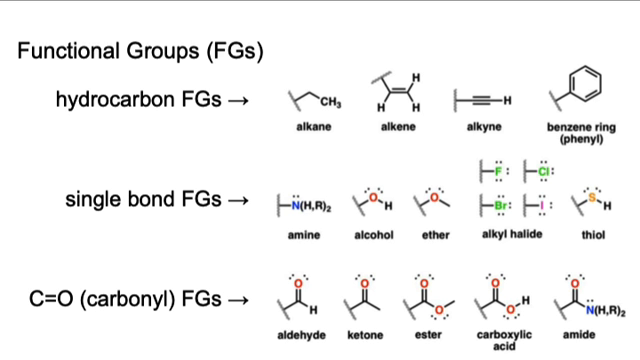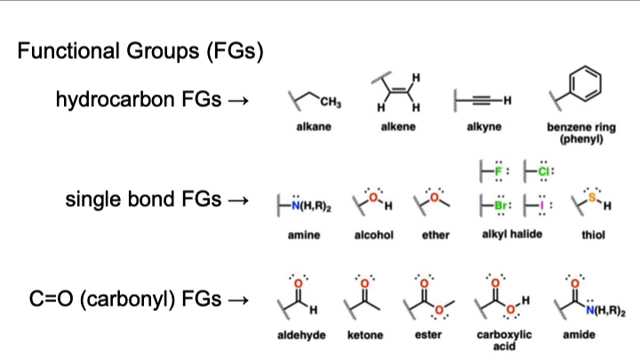I want you to notice that there's a group of functional groups that contain just single bonds, and these bonds are always between carbon and a more electronegative atom like nitrogen or oxygen or a halogen. So these groups are the amine, alcohol, ether, alkyl halide, and thiol.